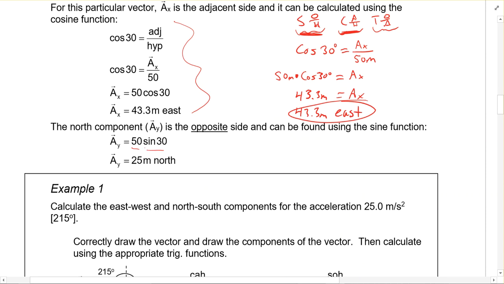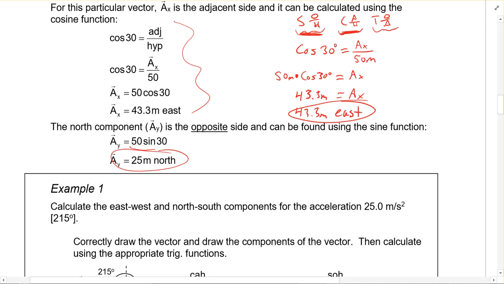You're going to find that a lot, actually. Sine, if you want to memorize this, I'm okay with that. Sine's always going to be the opposite. Cosine's always going to be the adjacent. So if you want to remember it that way, that's great too, or go back to the SOHCAHTOA thing. And that worked out to be 25 meters north if you do 50 times sine 30.